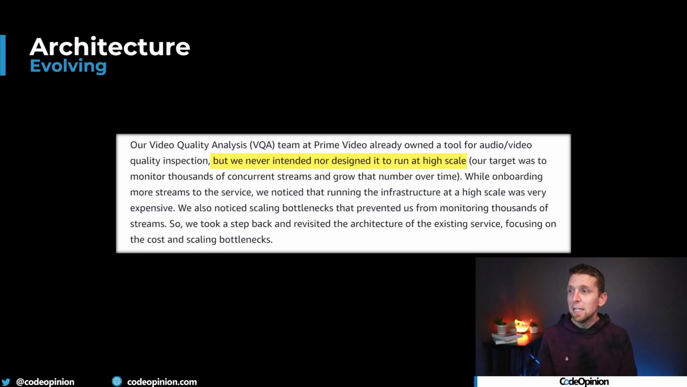And I think that's where people have some of these takes of, oh, well, it's serverless, so this should just scale infinitely forever. Well, that's not really the case, because I want to highlight that in part of the post, they said they never intended nor designed it to run at a high scale. And when they did, they ran into issues of cost and scaling.